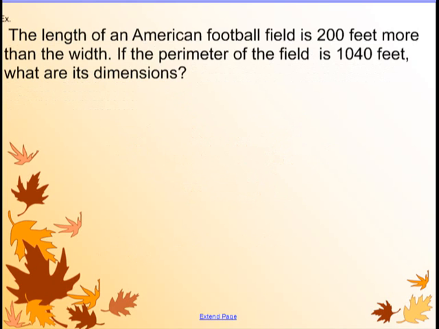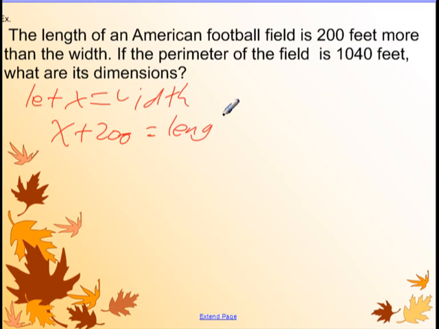The length of an American football field is 200 feet more than the width. So let's let X equal the width of the field. And now I want to express the length in terms of the width. This I mentioned at the beginning. I don't want to introduce another variable here. There are times when we'll use a second variable, but I want to avoid it. So if X is the width, the length is 200 feet more than that. So X plus 200 would be the length, and that way I'm using X to represent both.